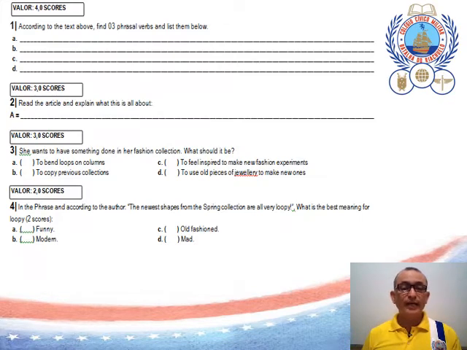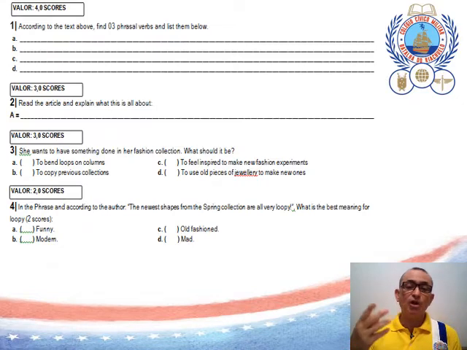Number four, in the phrase and according to the author, the newest shapes from the spring collection are all very loopy. What is the best meaning for loopy? O que é que ele está dizendo aqui no texto? Vamos lá, ó. Na frase, de acordo com o autor, veja, tem que ler o texto, have to read the text. Newest shapes são as novas, as mais novas formas, mais novos formatos da coleção de primavera are all very loopy.